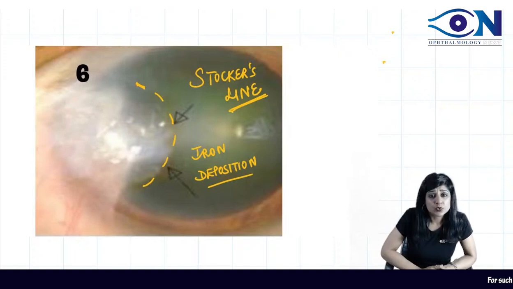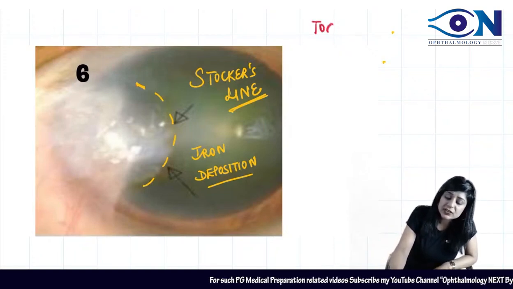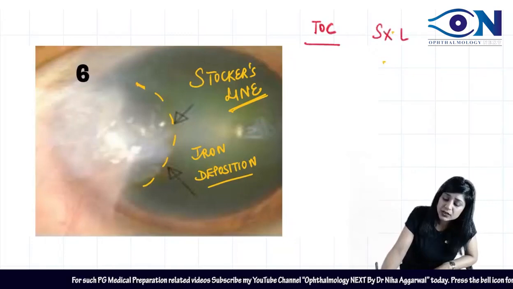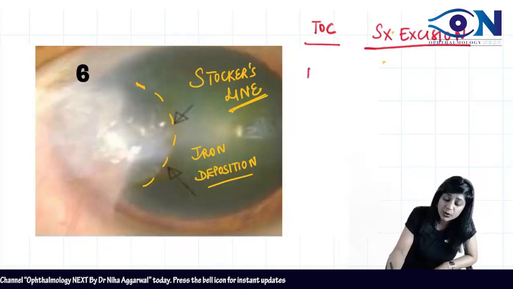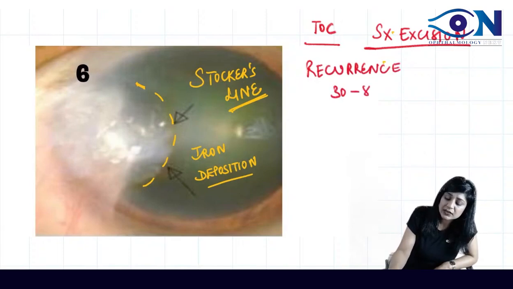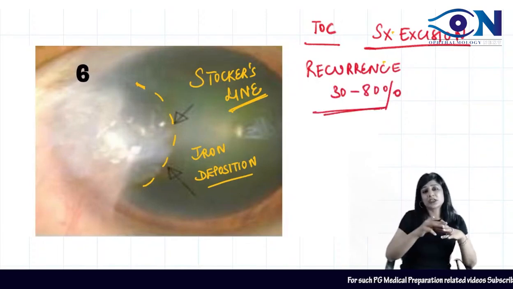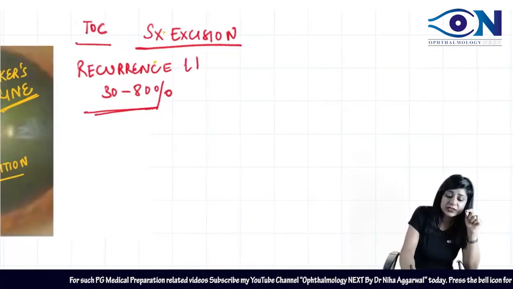So what can I do? I can do surgical excision. The third important thing is the treatment of choice. I can do surgical excision, yes, but the problem is the recurrence. Because there are many chances of recurrence, 30 to 80% of cases will recur. So a very, very important thing again for FMGs is how to reduce this recurrence.